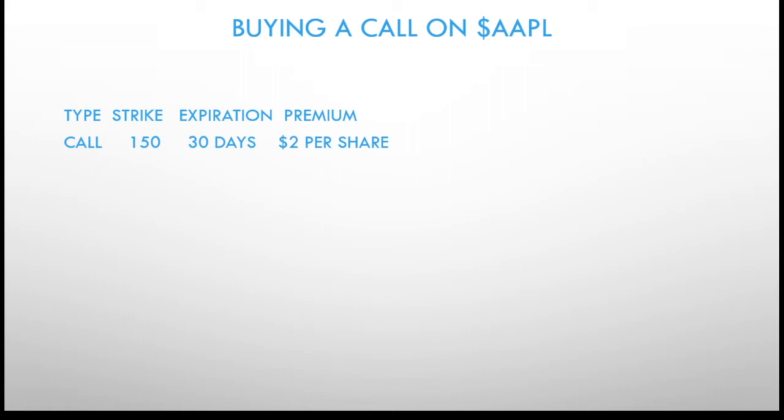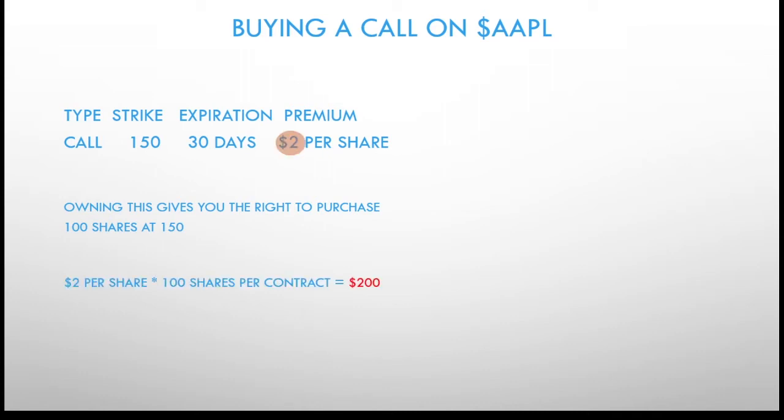So if Apple goes up to $160 within the next 30 days, then owners of call options can buy it at $150, even though the stock is currently at $160. They would get an instant $10 per share gain, while only having to pay $2 per share to get it. Here's the thing. Owning each contract represents 100 shares of exposure to the stock you're using. So a $2 per share premium price is going to cost $200 per contract.